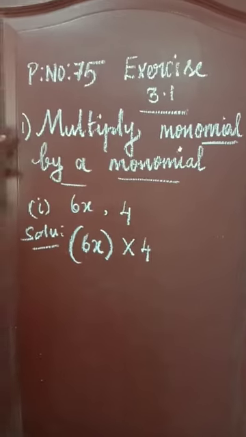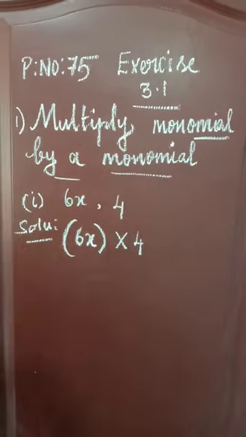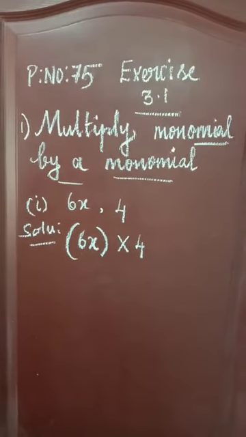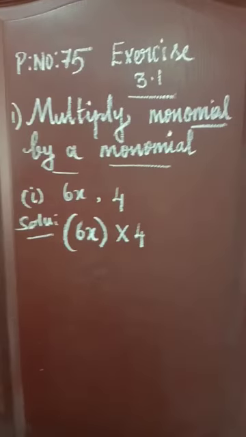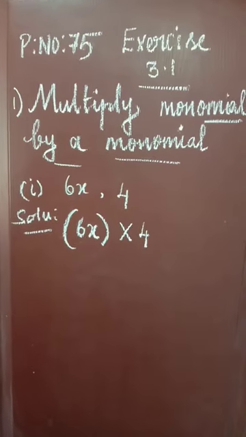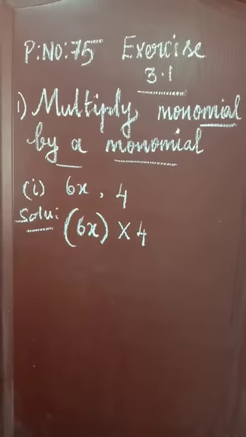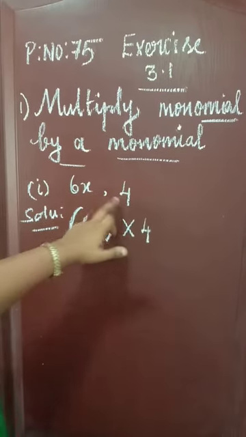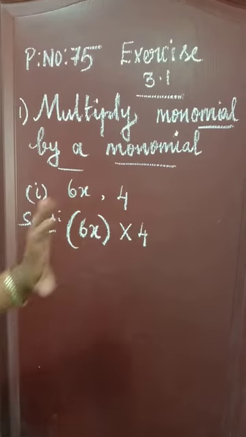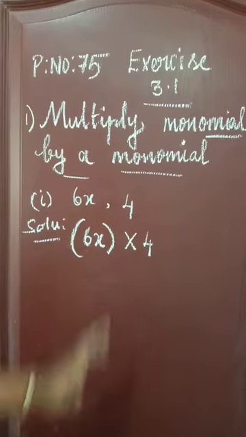Exercise 3.1, multiply a monomial by a monomial. What is called a monomial? An algebraic expression consisting of only one term is called a monomial. Here, listen: 6x, 4. We have to multiply these two terms. 6x is a monomial, and 4 is also a monomial. We multiply a monomial by a monomial.